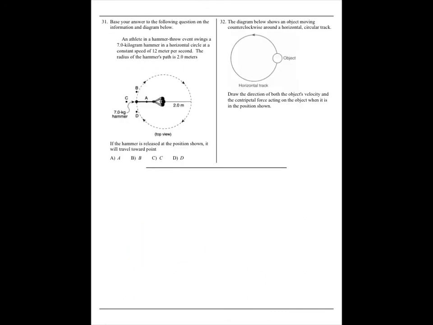Number 31. An athlete in a hammer throw event swings a 7 kilogram hammer in a horizontal circle at a constant speed of 12 meters per second. The radius of the hammer's path is 2 meters.